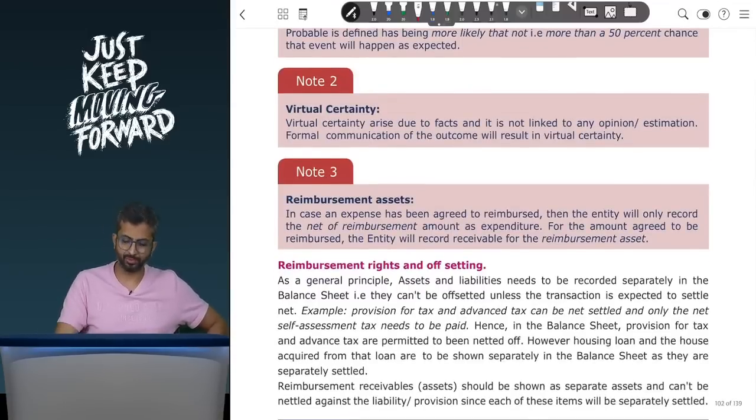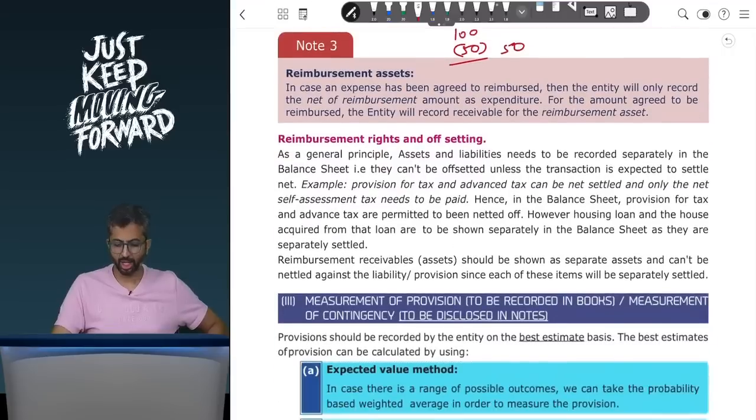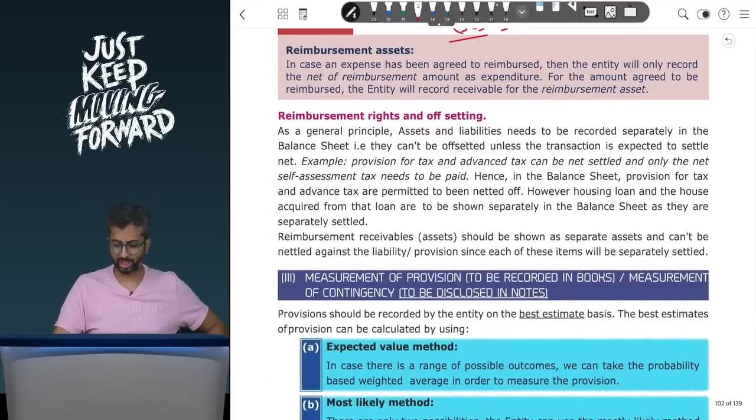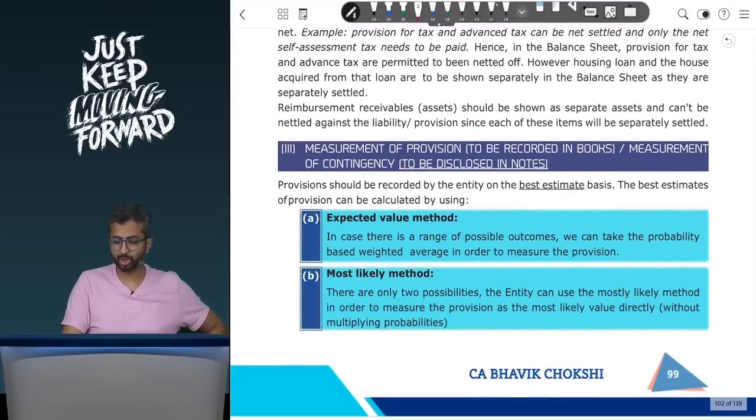Reimbursement, if there is. So if I am incurring an expense of 100 and someone has agreed to reimburse 50% of that, that means I will show only the net 50 as expenses. Okay, you can offset and show the net amount. How do you measure the provision? Using expected value method. So that is probability based weighted average.